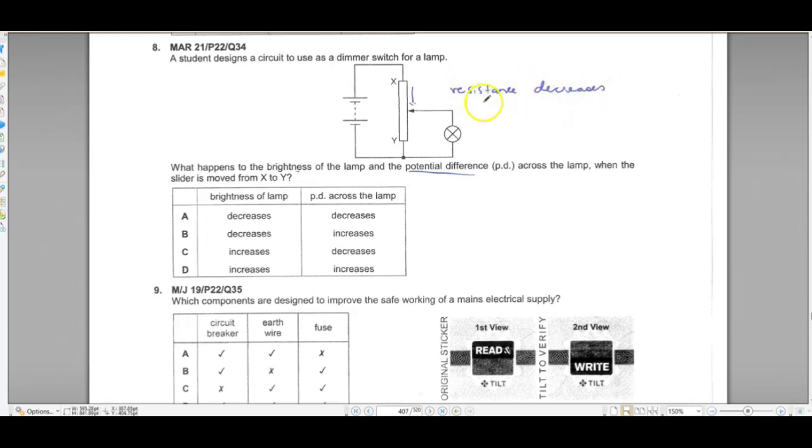So when the resistance decreases, the potential difference across the lamp is also going to decrease, and the brightness of the lamp is also going to decrease. ठीक हो गया? So A is going to be our correct option. Resistance decreases, PD across this decreases, and so does the brightness of the lamp.